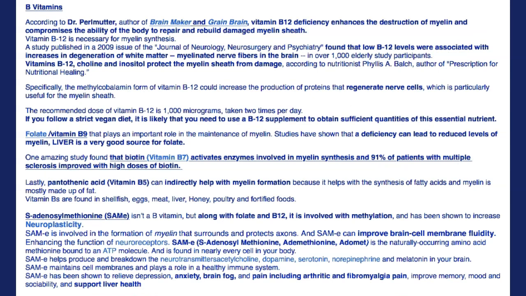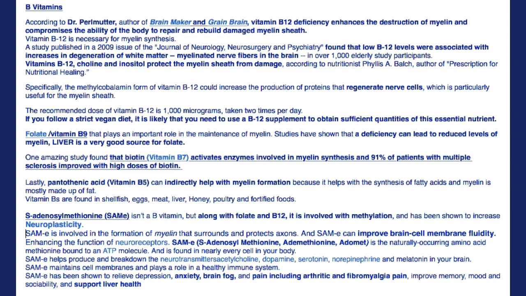B vitamins. According to Dr. Perlmutter, author of Brain Maker and Grain Brain, vitamin B12 deficiency enhances the destruction of myelin and compromises the ability of the body to repair and rebuild damaged myelin sheath. Vitamin B12 is necessary for myelin synthesis. A study published in a 2009 issue of the Journal of Neurology, Neurosurgery and Psychiatry found that low B12 levels were associated with increases in degeneration of white matter, myelinated nerve fibers in the brain, in over 1,000 elderly study participants.